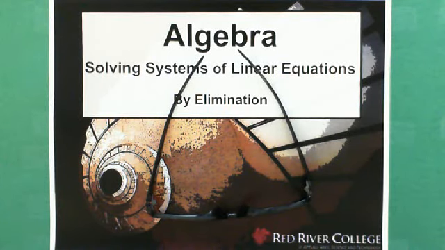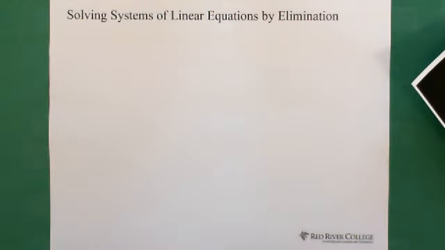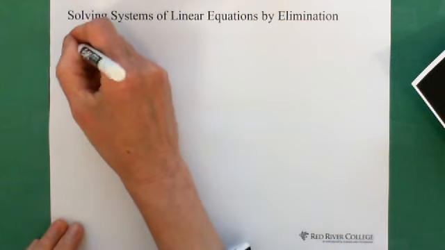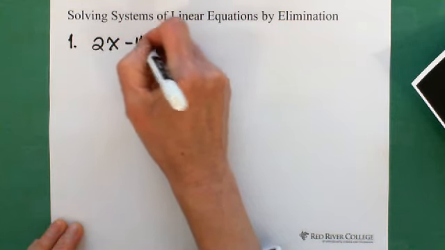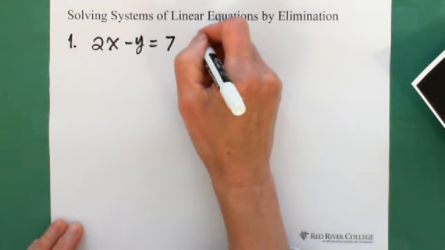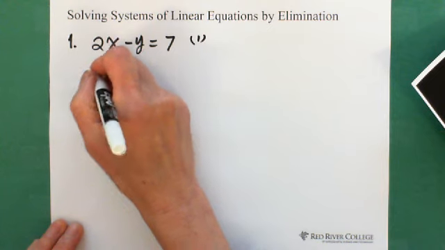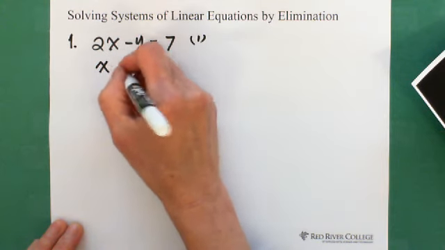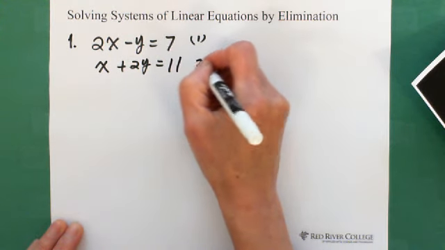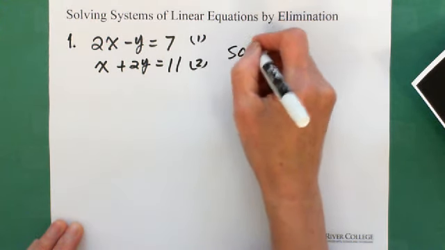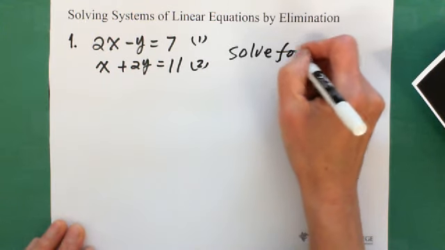In this video I will show you how to use the elimination method to solve systems of linear equations. The first question: 2x minus y equals 7. That's the first equation. The second one is x plus 2y equals 11. That's the second equation. Solve for x and y.